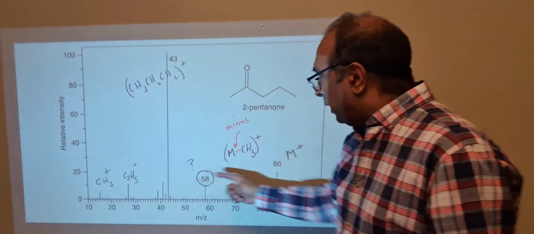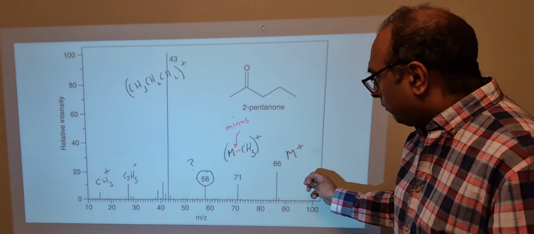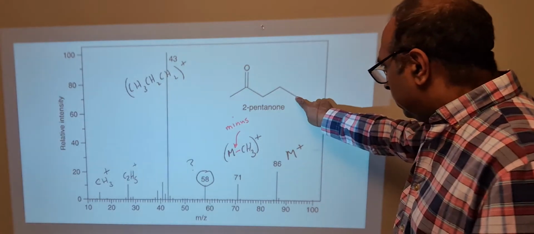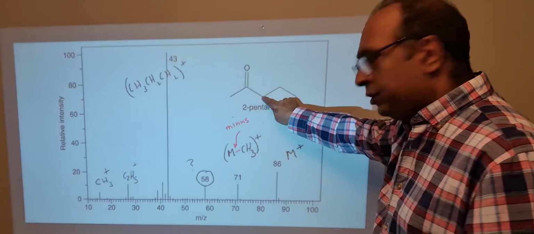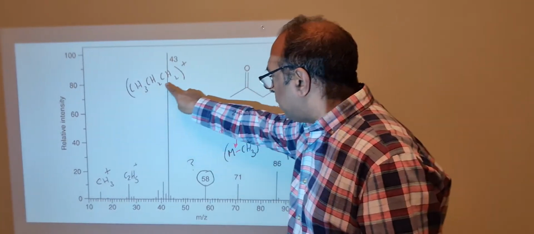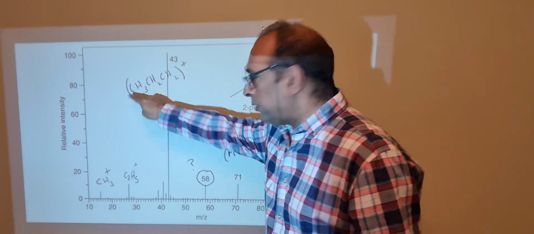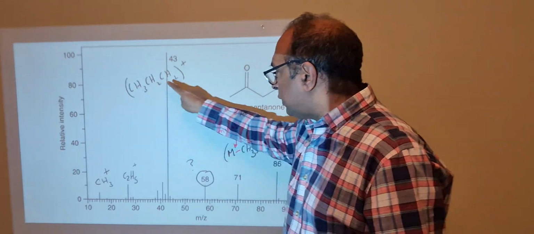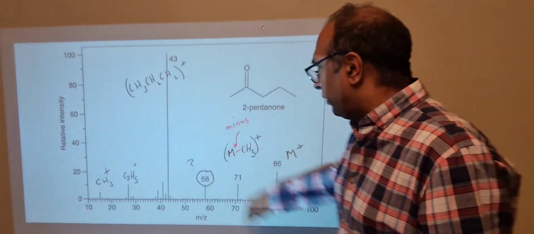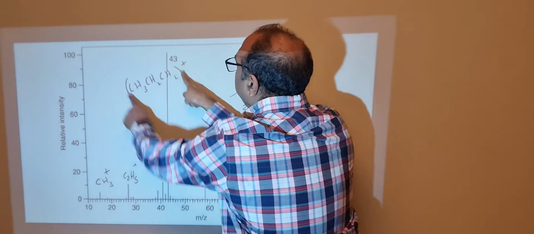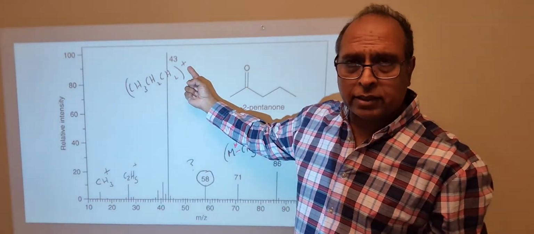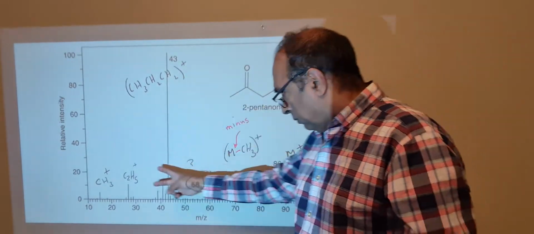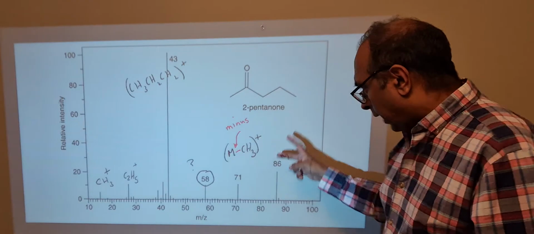This big peak though. Well, the big peak will be CH3, CH2, CH2, 43. 3 carbons, 36, add 7 makes 43. So put it all in a bracket and put the positive charge in the top right hand corner. These are positively charged ions.